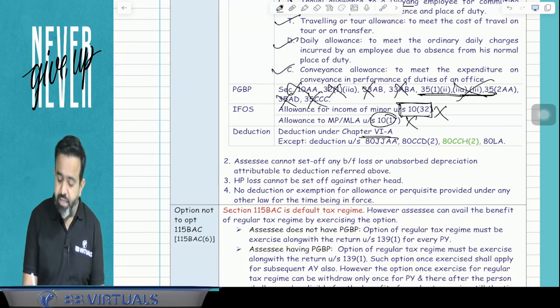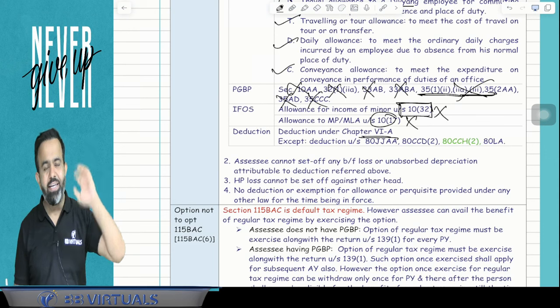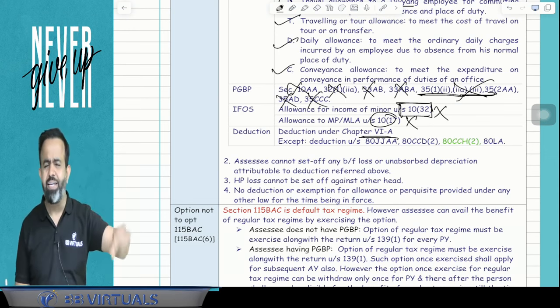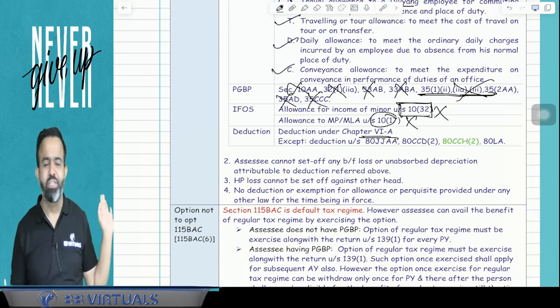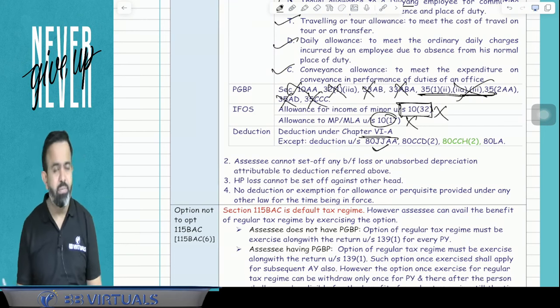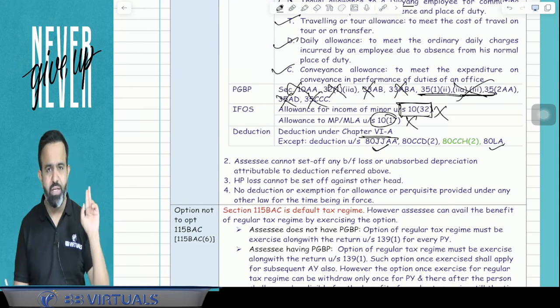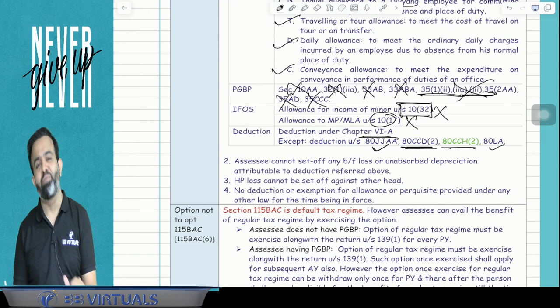After that, guys, any deduction under Chapter VI-A is not available. Means 80C, 80D, 80DD, 80DDB, 80TTA, 80TTB, any deduction under Chapter VI-A is not available. Guys, four deductions are available. One is 80JJAA. One is 80LA, that is the IFSC located unit, that is available. And 80CCD(2) and 80CCH(2) are available.